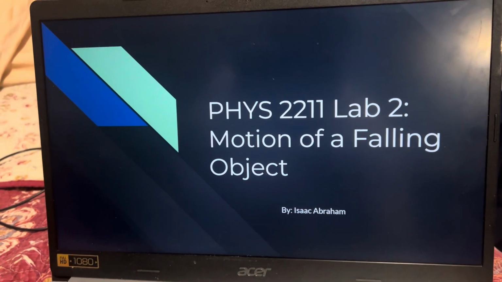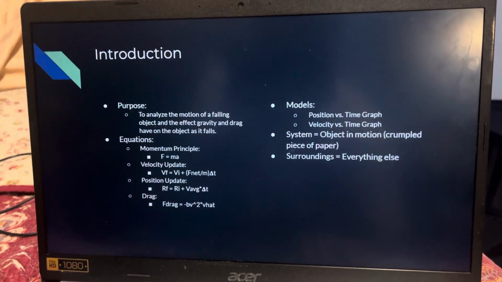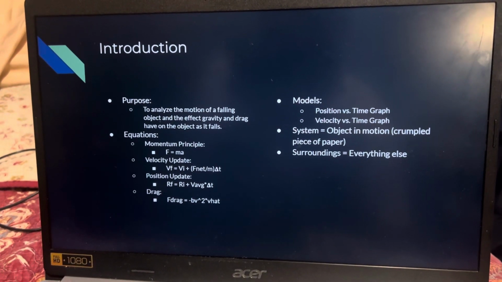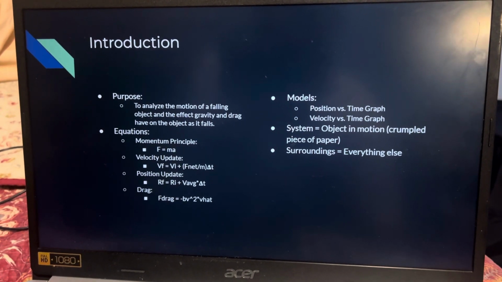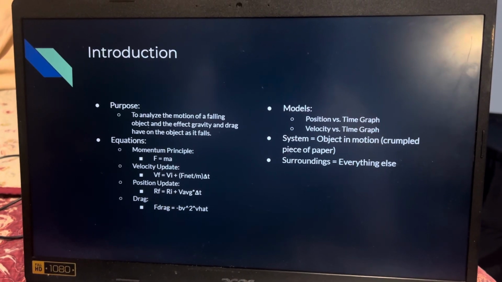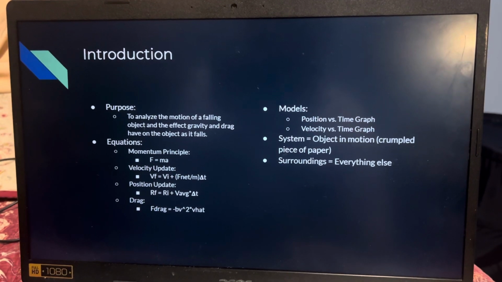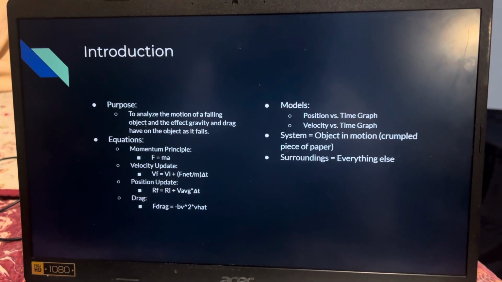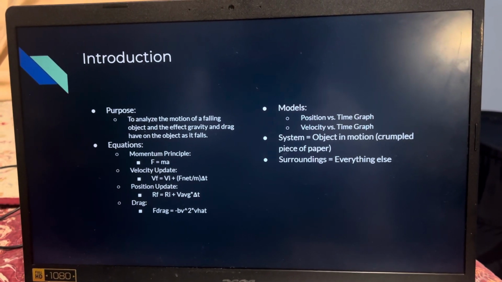So this is Physics Lab 2, which is the motion of a falling object by Isaac Abraham. So the purpose was to analyze the motion of a falling object and the effect gravity and drag have on it. And the equations I used were the momentum principle, which is Newton's second law, F equals ma, and F net equals change in momentum over change in time, the velocity update, position update, and then the new equation that we got from the instructions was the drag force, which you see on the screen.